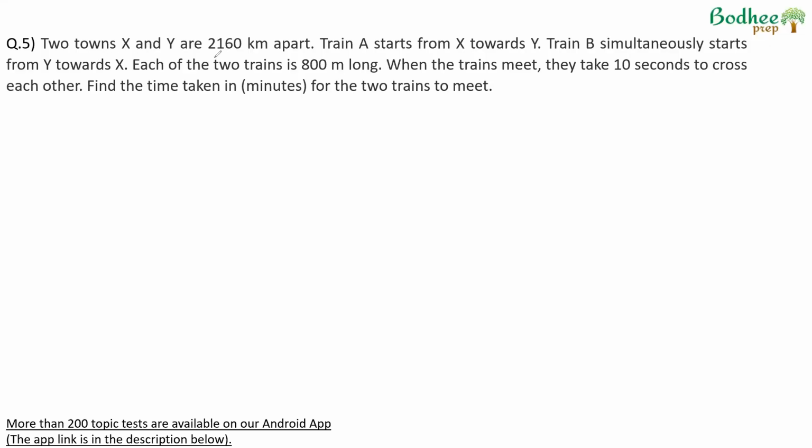Two towns X and Y are 2160 kilometers apart. Train A starts from X for Y, and train B simultaneously starts from Y towards X. Each of the trains is 800 meters long. When the trains meet, they take 10 seconds to cross each other.